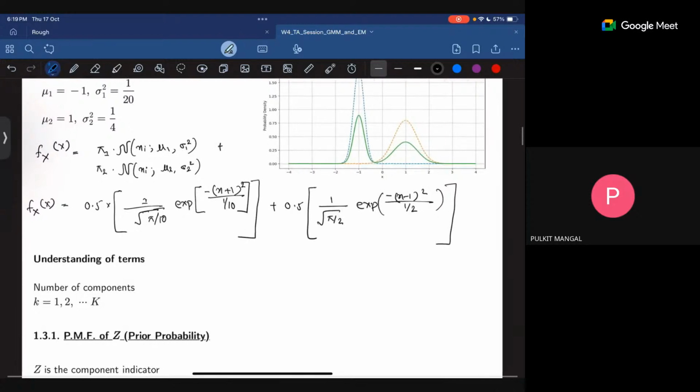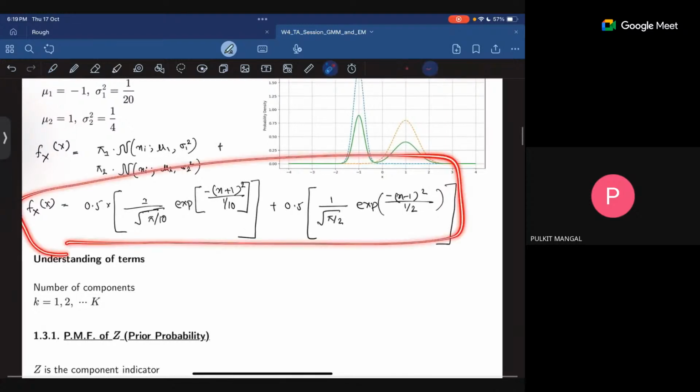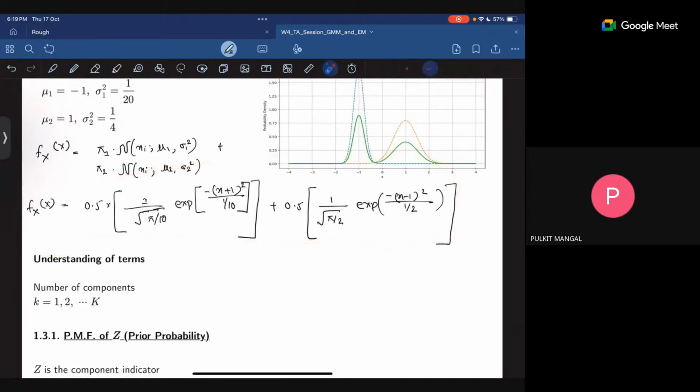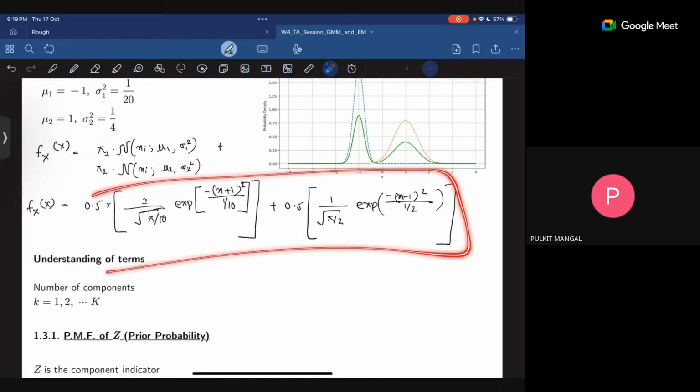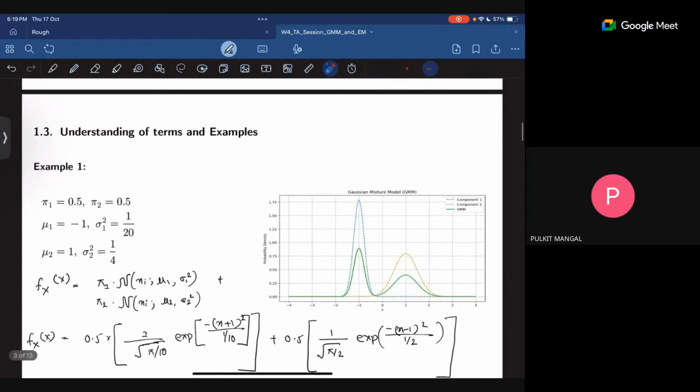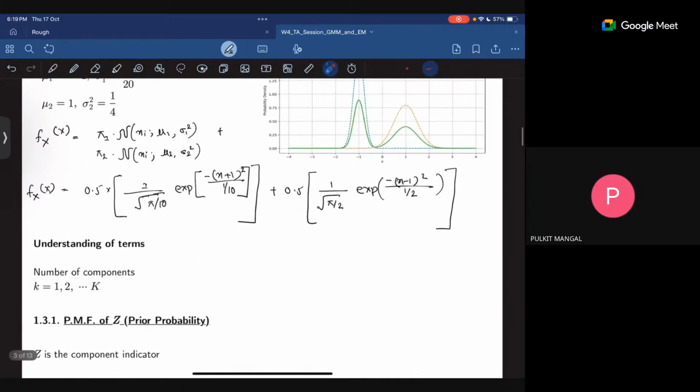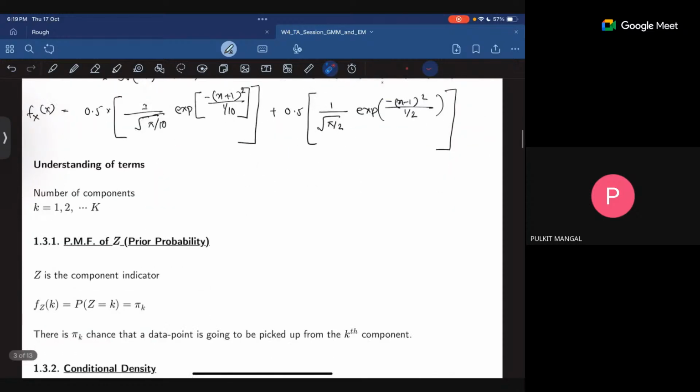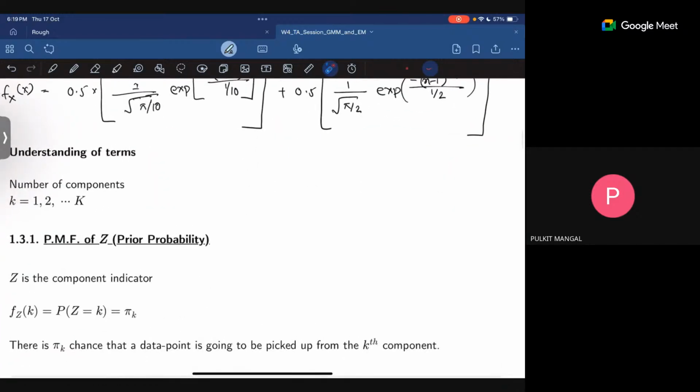So this is how the density function will look. What I did was just put in the density function of the normal distribution, and nothing else. It's the same expression with the values that we were given above. Let's move forward and understand each term involved in the GMM.